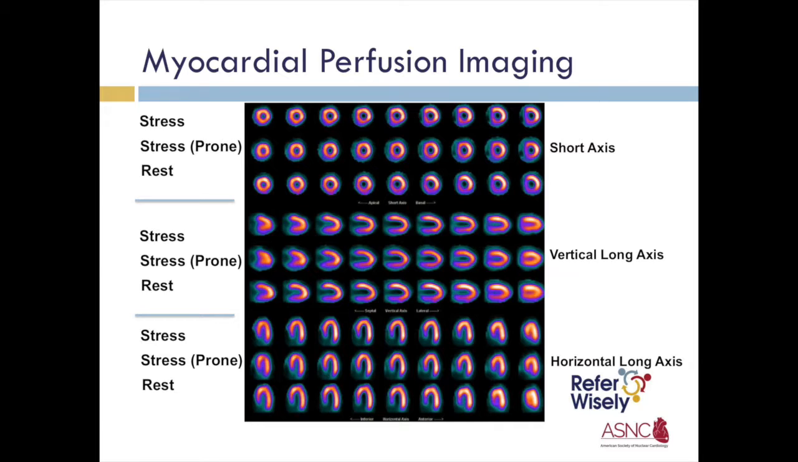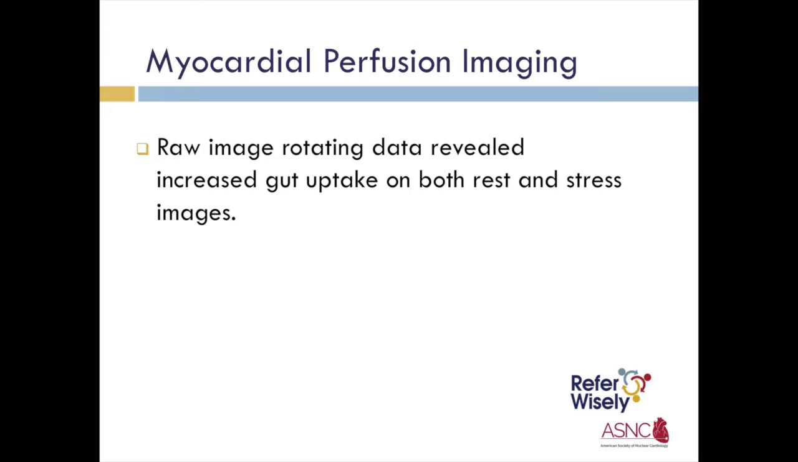And the way these are set up are ways to look at the heart in different angles, looking at the left ventricle and the 17 segments. So I'll go forward for a second and say that the raw rotating data showed that there was increased gut uptake on both the rest and stress, which makes looking at the inferior wall, the bottom part of the heart, a little more difficult.